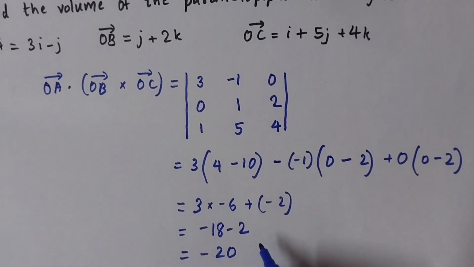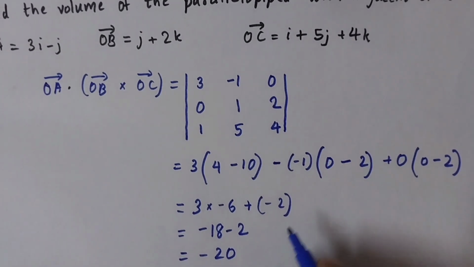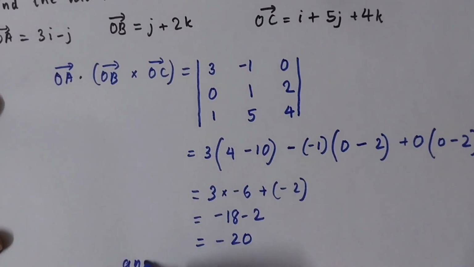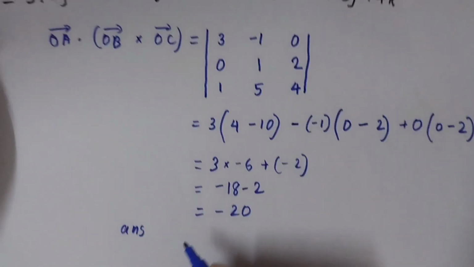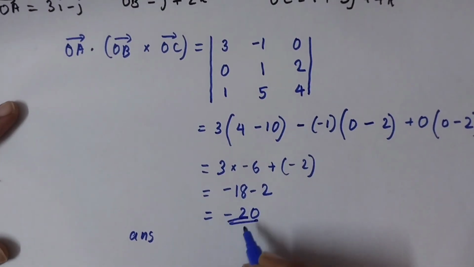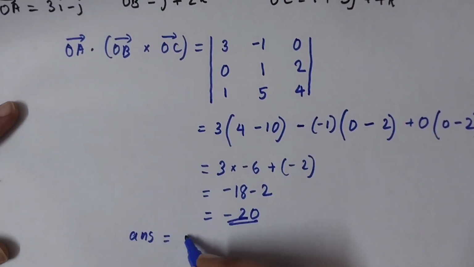Now the volume of this parallelepiped is 20. So the answer is 20. We have to only take the magnitude of this value. So answer is 20.